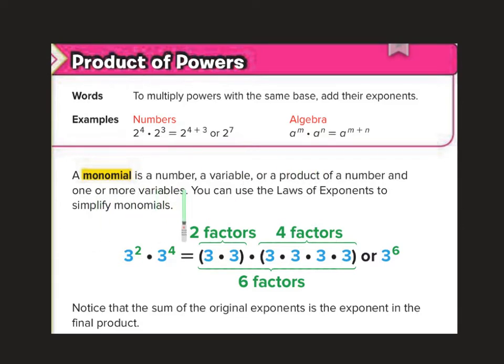A monomial is a number, a variable, or a product of a number and one or more variables. You can use the laws of exponents to simplify monomials. So, for example, here we've got 3 to the 2nd times 3 to the 4th. 3 to the 2nd, we have 2 factors. 3 to the 4th, we have 4 factors. That would give us a grand total of 6 factors, or 3 to the 6th. So again, we've got the same base. We're just adding the exponents because we are multiplying. So notice that the sum of the original exponents is the exponent in the final product.